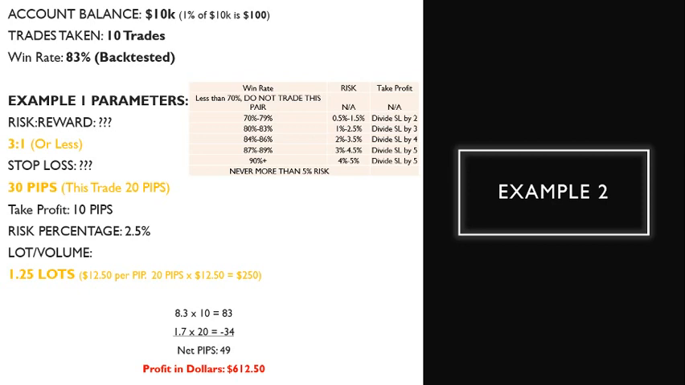But that's with you tightening up your stop loss too. In this example, we said we could go up to a 3-to-1, but this trade, 20 pips, is a 2-to-1. Yep, it says 3-to-1 or less.